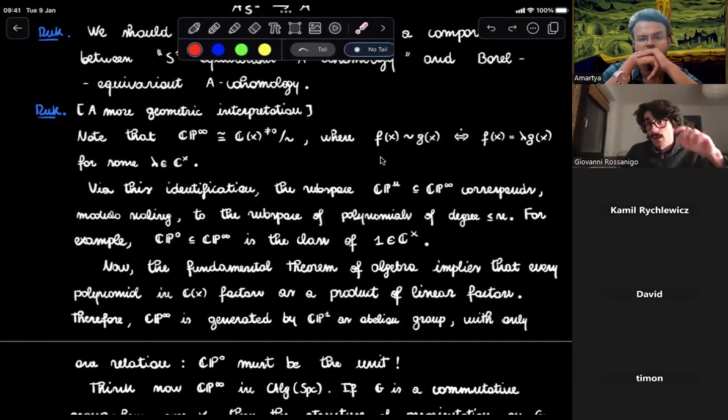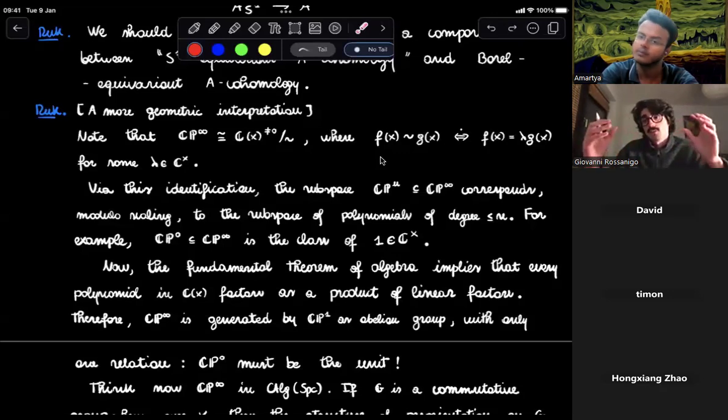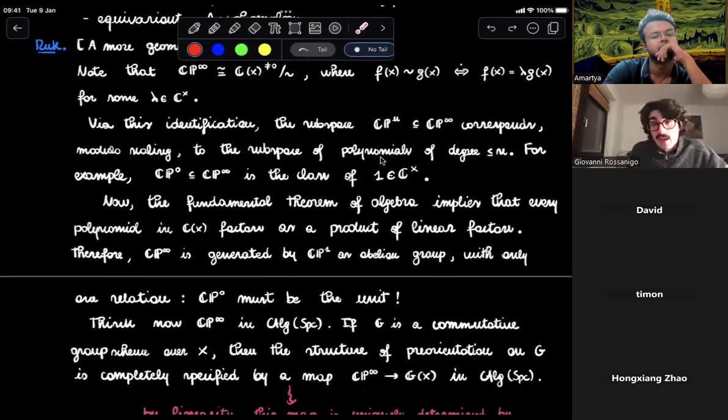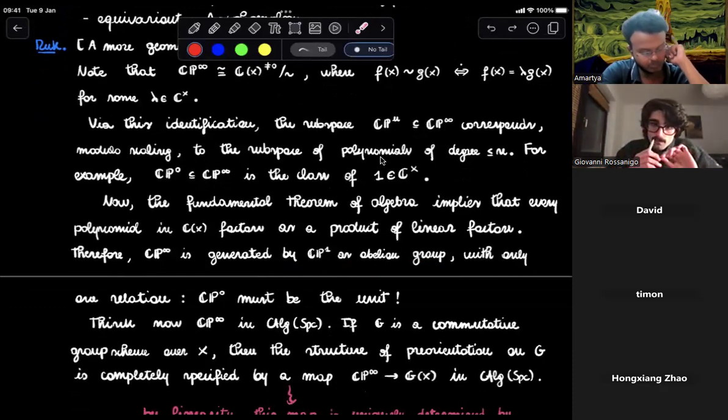In particular, at the level of geometry, it implies that CP infinity is generated by CP1 as an abelian group, modulo one only relation, which is the one that requires the point to be the unit. So the idea is that we can think of CP infinity as a commutative algebra object in spaces, and the structure of commutative algebra is exactly given by this identification. It is generated by a line with the only relation that we fix what the unit is.